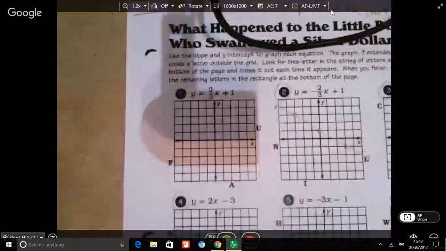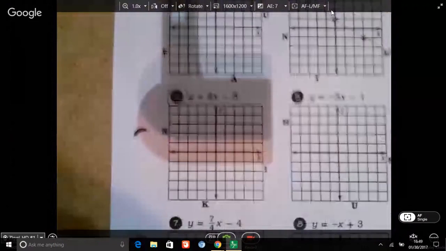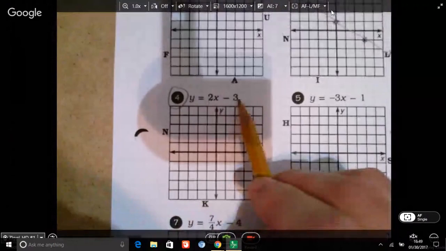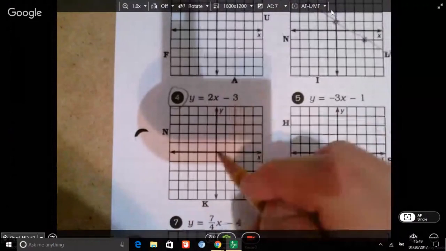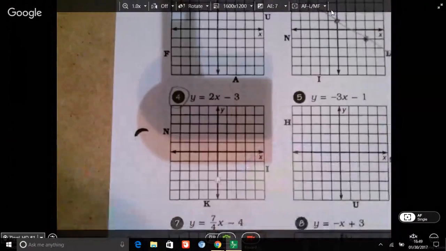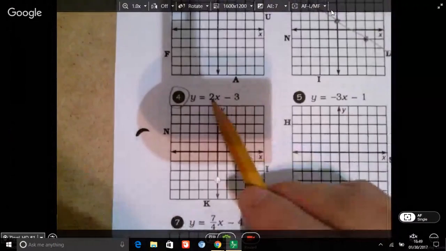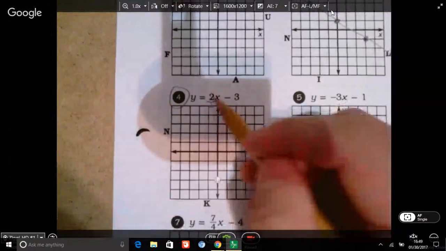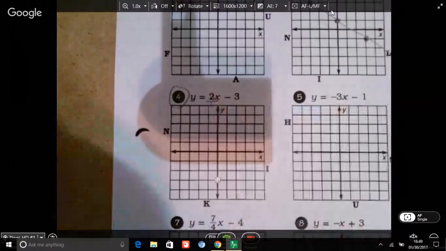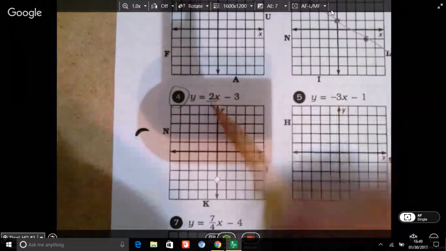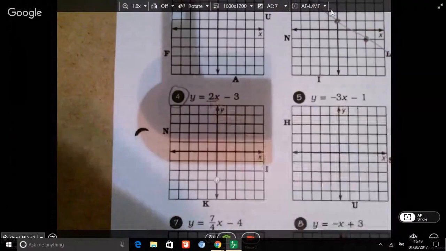Number 4, the only thing different is our slope. It's 2. Our y-intercept is negative 3, so we start off by putting a point at negative 3. The slope is not a fraction, so we make it into a fraction by putting a 1 under it. 2 is the same as 2 over 1. If it's not a fraction, we make it into a fraction by putting a 1 underneath. The fraction just helps us visually get the directions that we need.